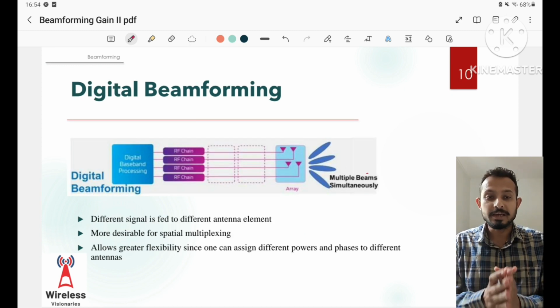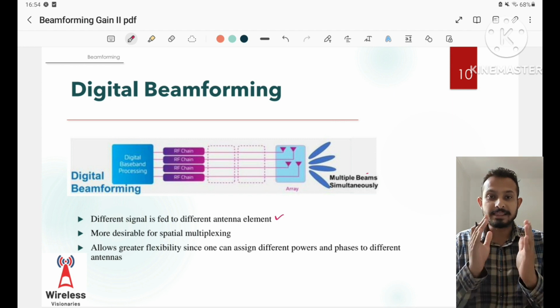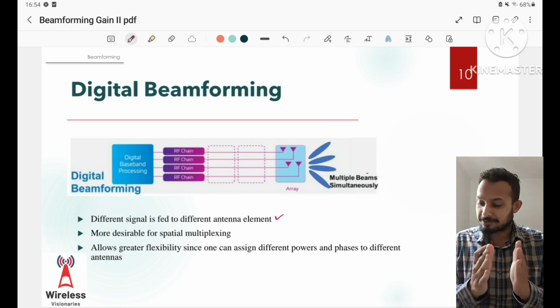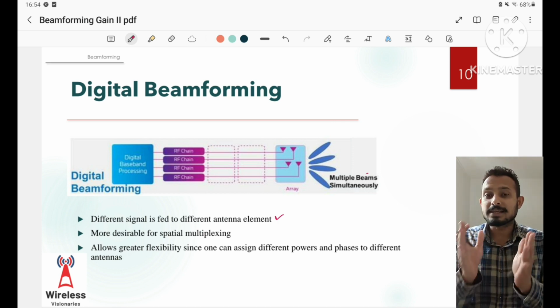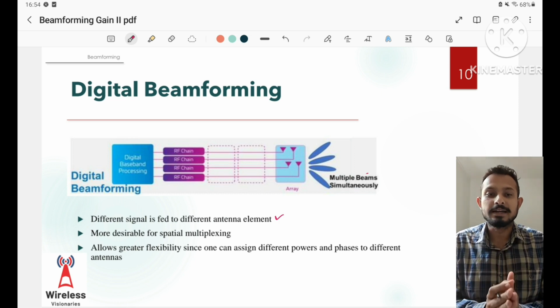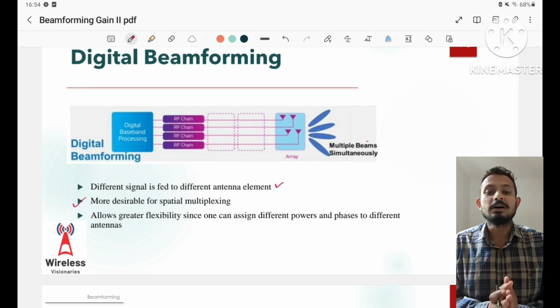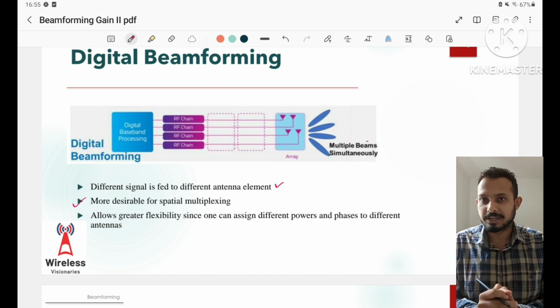In digital beamforming, different signals are fed to different antenna elements, and there is a separate RF chain for each antenna. That is, they have a separate ADC or DAC behind each element, whereas in analog beamforming, they have centralized ADC or DACs. So digital beamforming is more desirable for spatial multiplexing, where we want to transmit a superposition of signals, each with a separate directivity, thus serving multiple users.